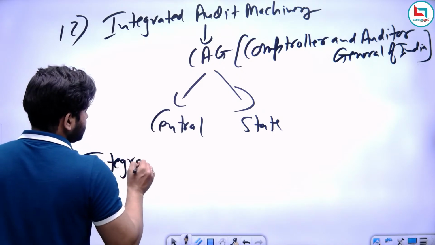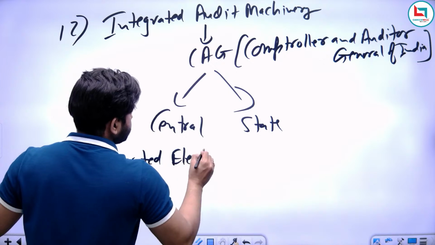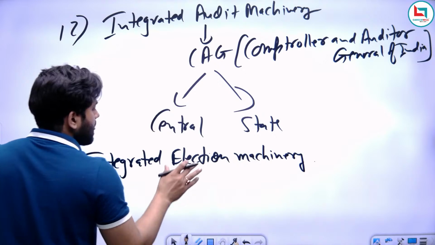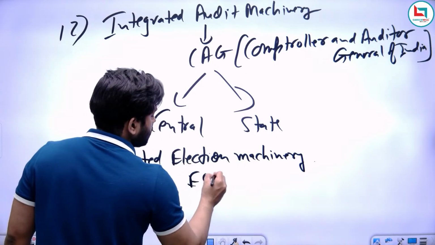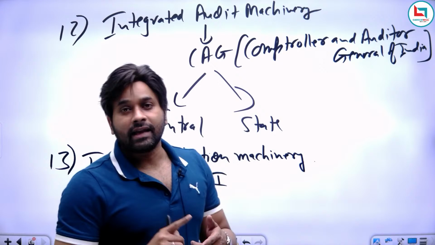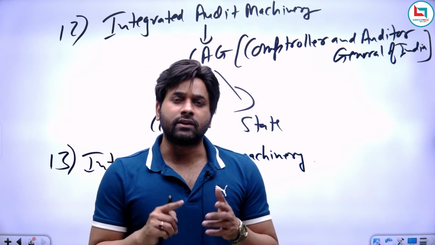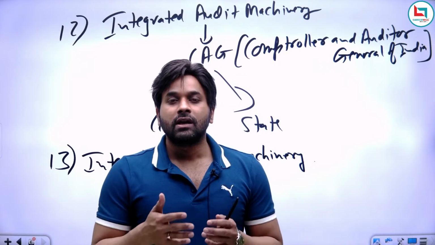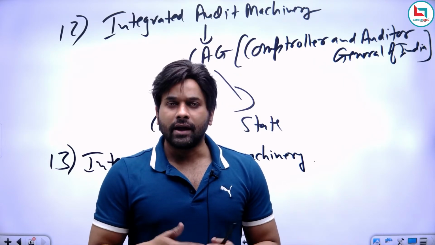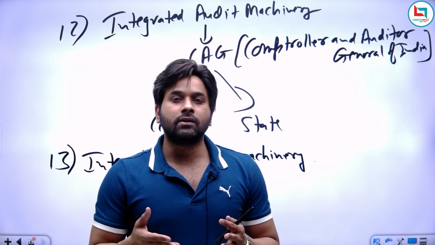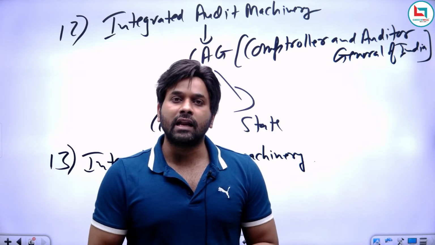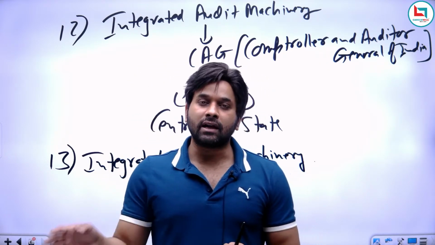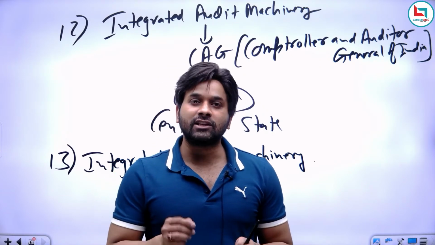Now the 13th is integrated election machinery. It means we have the Election Commission of India, and remember, again like CAG, the members of the Election Commission. See, there are total 3 members in the Election Commission. First is the Chief Election Commissioner, and the remaining 2 are Election Commissioners. These Election Commissioners are appointed by the President. Again, they are removed by the President. But the Election Commission is responsible for conducting elections not only to the Parliament but also to the states. So the elections to the Parliament and to the state legislature are conducted by the Election Commission of India.